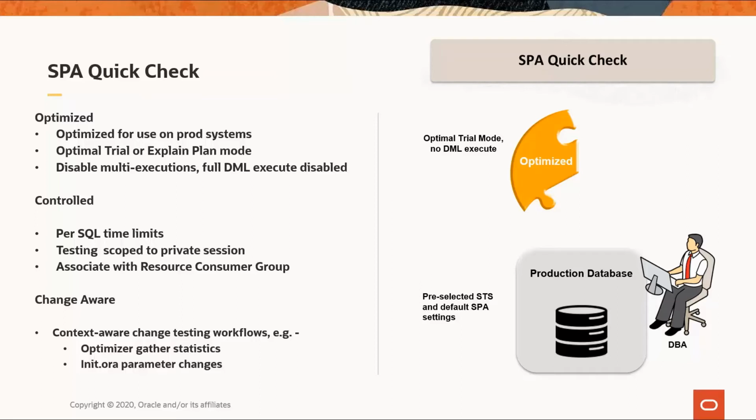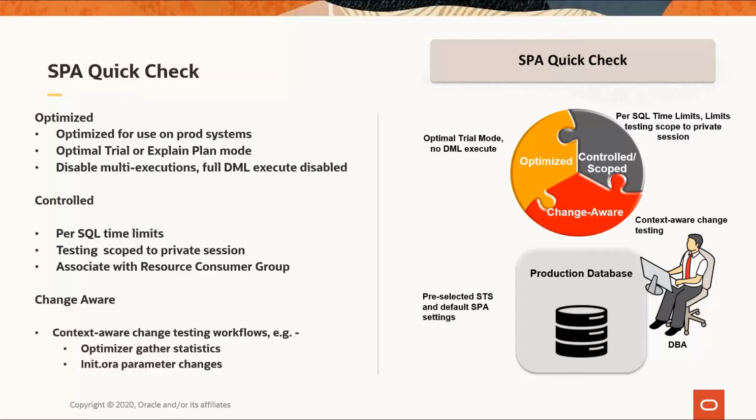As I mentioned, it's optimized. We have the optimal trial mode and there is no DML execute. You can control this and modify the scope of the SPA Quick Check. Again, scope by time limits, limits this testing scope to a private session, and it's change aware. So basically, we use SPA Quick Check.